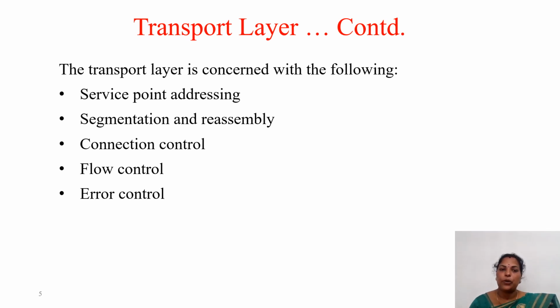Next is connection control. The transport layer provides both connectionless as well as connection oriented services, and flow control and error control. You already had flow control and error control in the data link layer, but that flow control and error control is link to link, and this flow control and error control is process to process. The mechanism is the same, but in the data link it is link to link, and in the transport layer it is process to process.